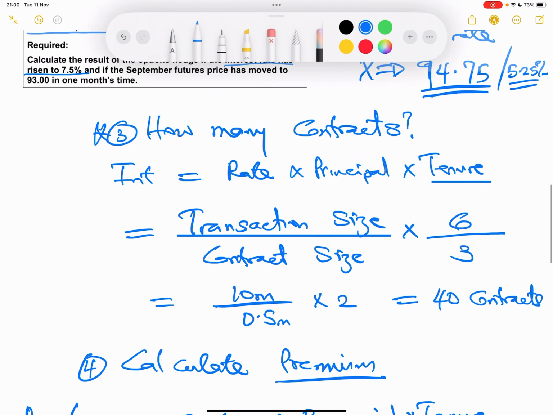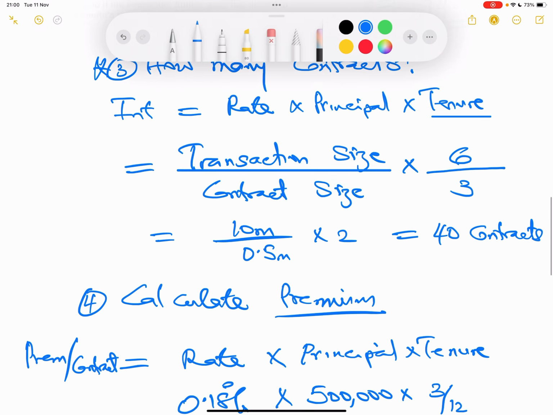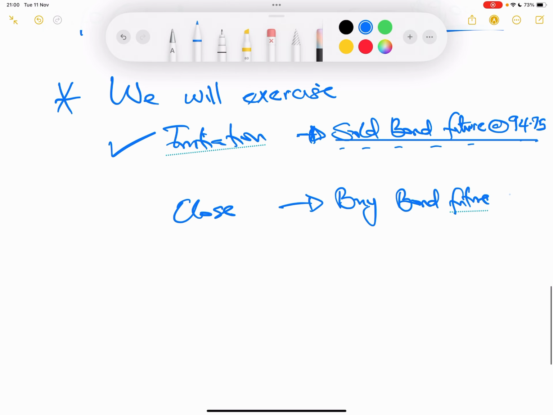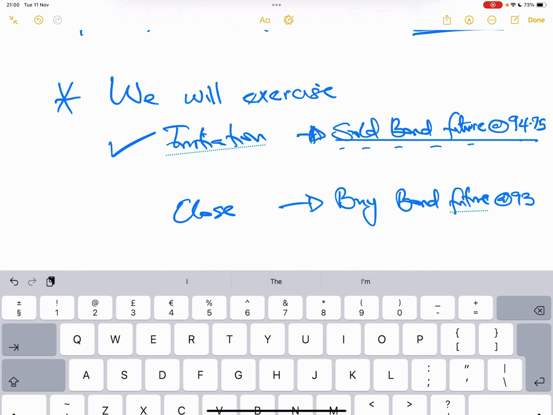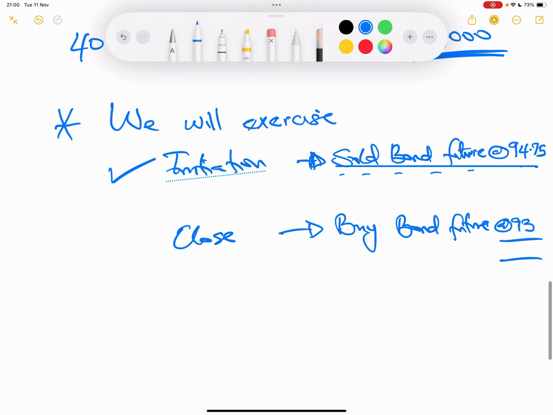And the question told us that on that date, future price has moved to 93. So that will be at 93. And if you try to get the difference between that, before I show you the difference, let me just write it. That is 1.75% for sure.